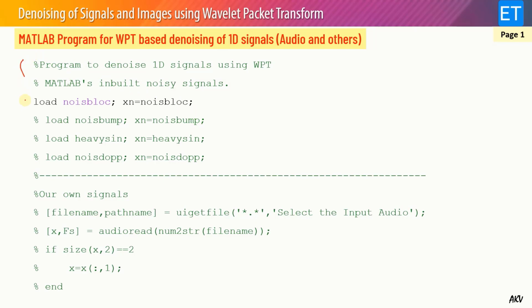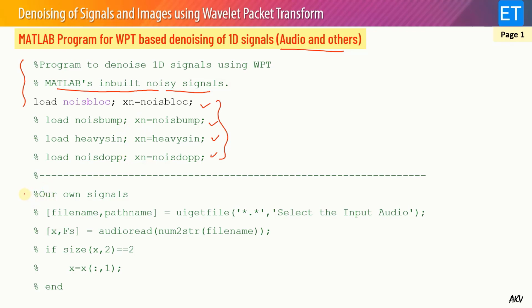Now let's come to the MATLAB program. This is the MATLAB program for denoising audio signals, I mean one-dimensional signals, audio or others. First we have to load the noisy signal into the workspace. I'm using some of MATLAB's inbuilt noisy signals like noisy block, noisy bump, heavy sine, noisy doppler. You can use any one of these. For example, this one is uncommented, so when you run this, noisy block will be used, while the others are commented out, so they will not be executed. You just uncomment one at a time to use any one of these signals.